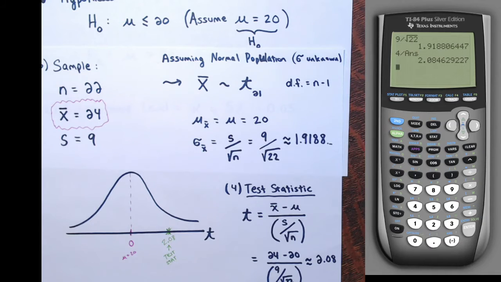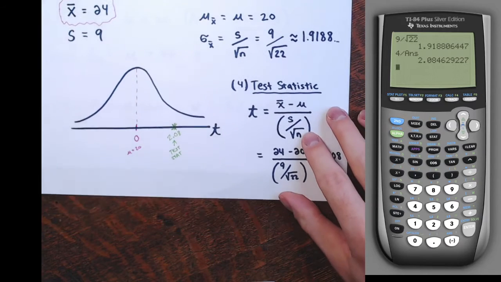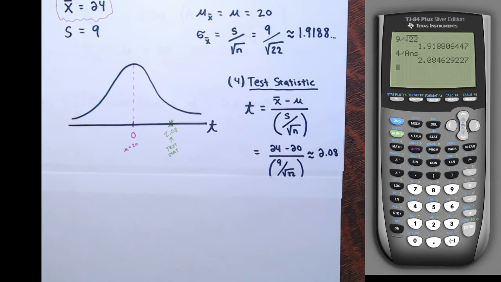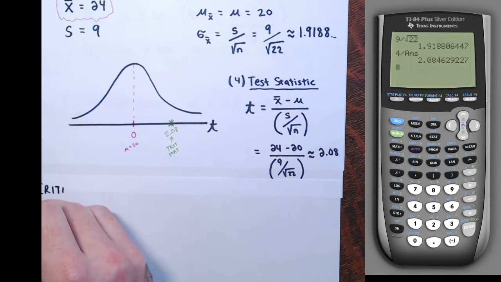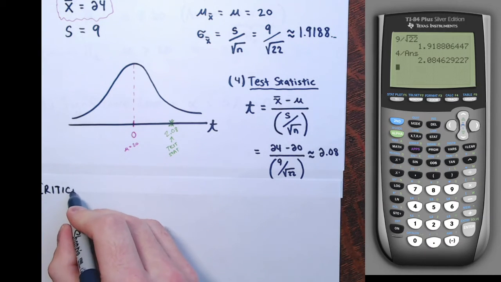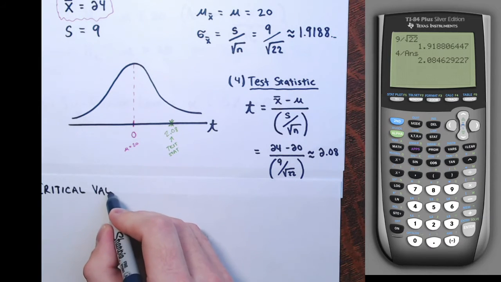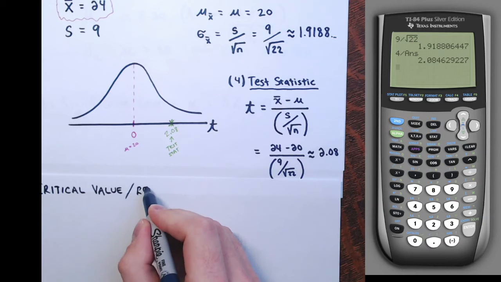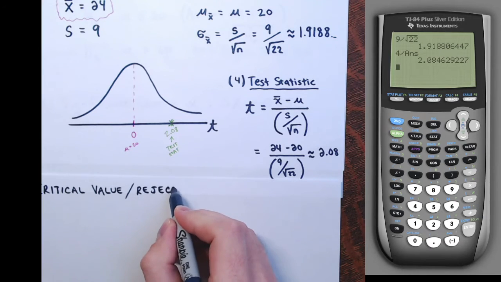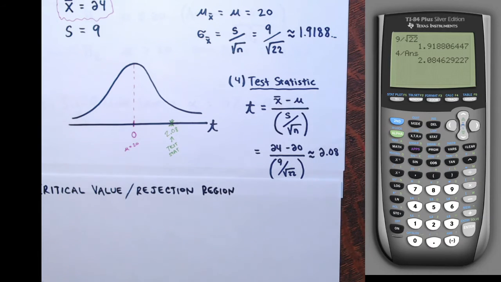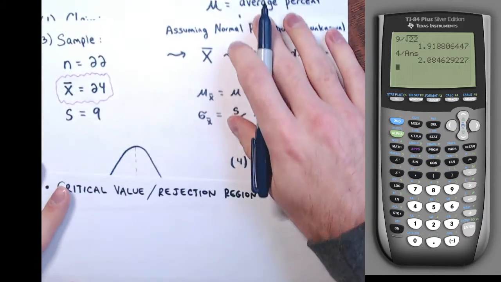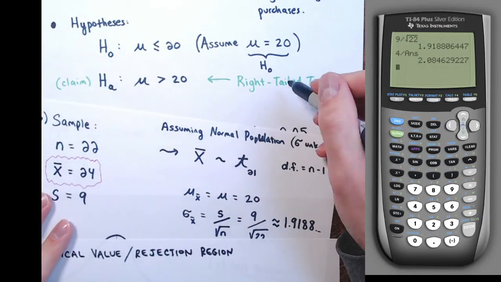Alright, so this is where the critical value and rejection region come in. So this kind of goes hand in hand with the test statistic. So critical value / rejection region. So I'll kind of put that with the test statistic step. Now again, there's only one critical value here. The reason I know that again is because of this. It's a right-tailed test.